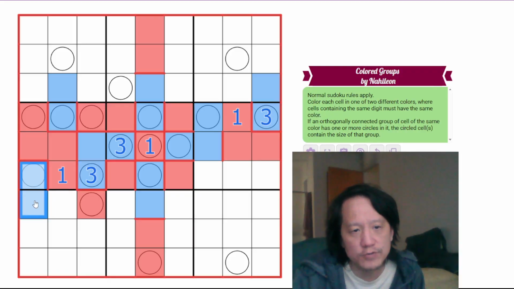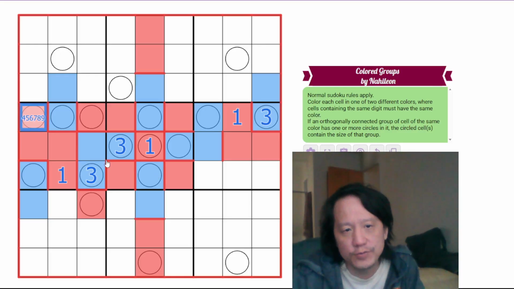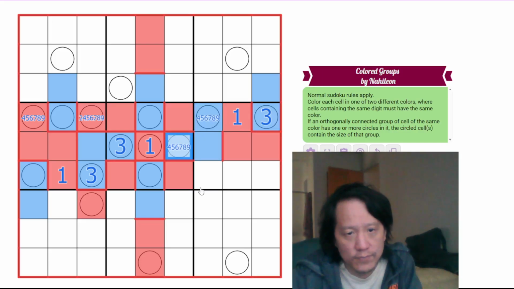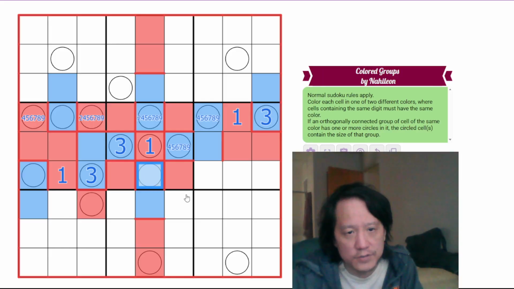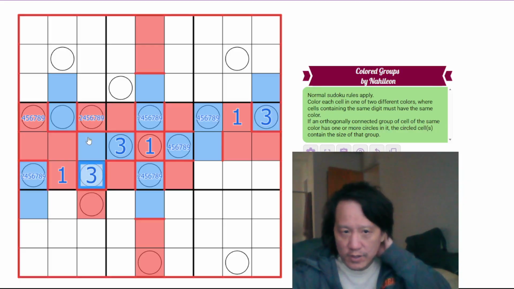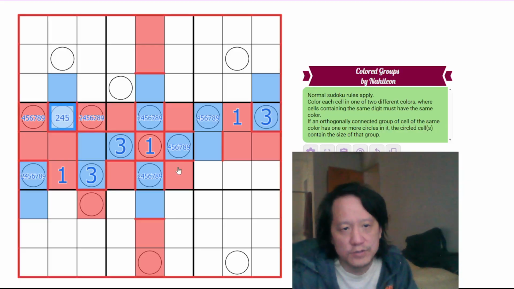What else do we have? This could be 2. This could be 2. This is at least 4. So we have 4 through 9 here. This is 2, at least. This is 4 at least, because it can't be 3. And it matches that. This could be 2. And this could be 2. This could be 2. We have a lot of 2 possibilities. That could be 2.